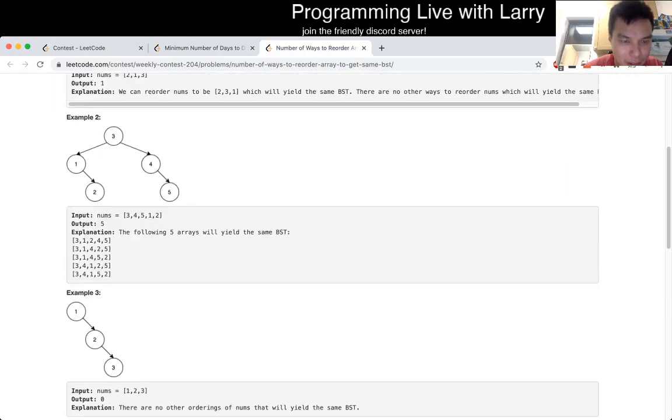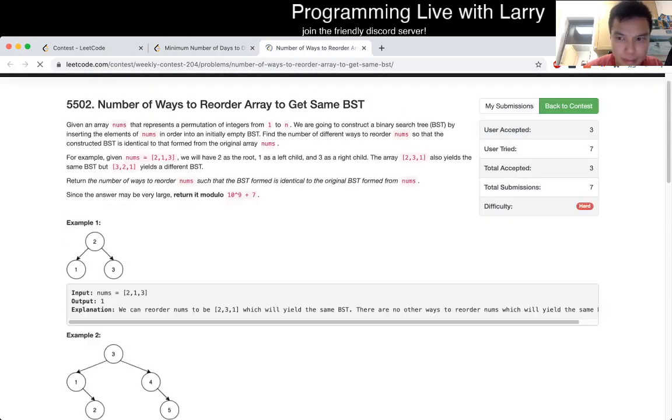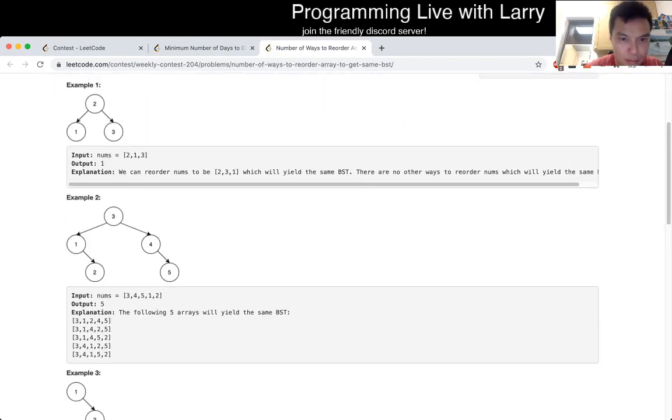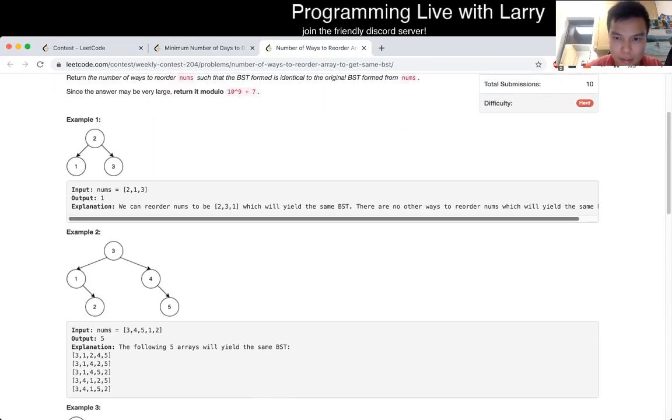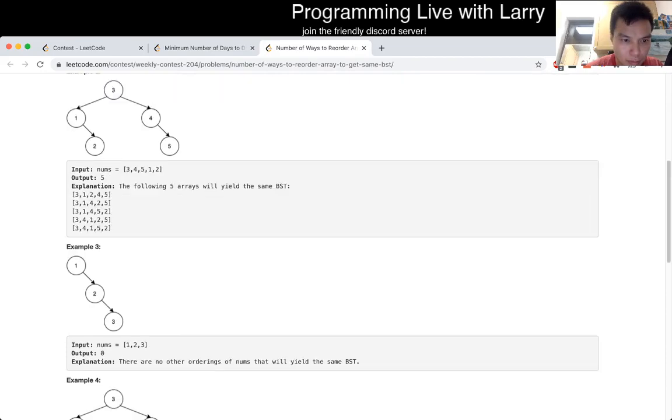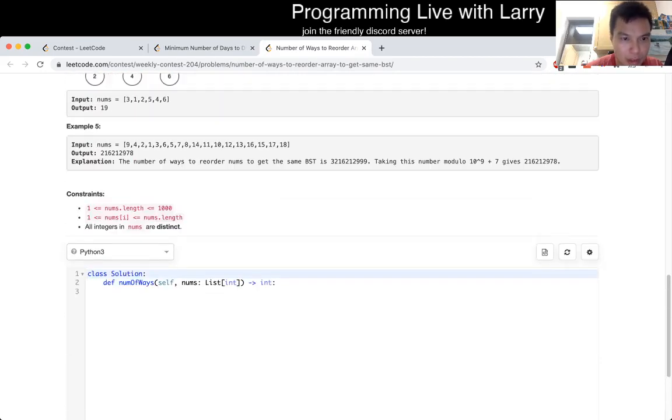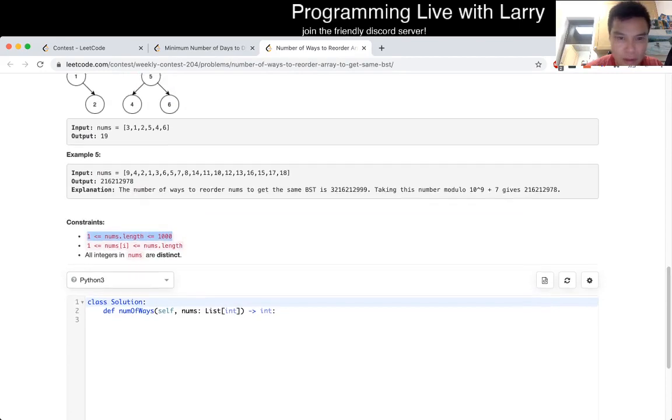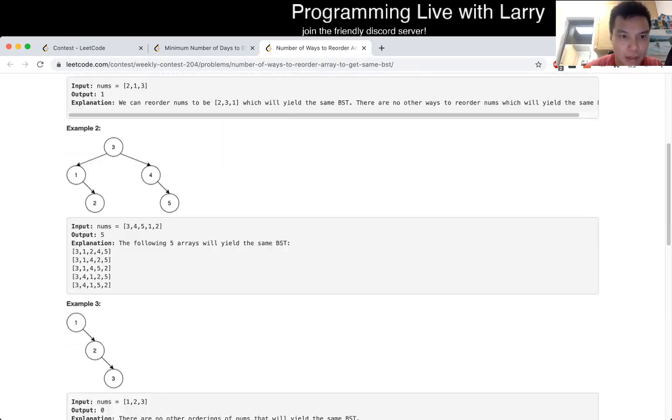This one first. Thousand, huh? A mod as well.